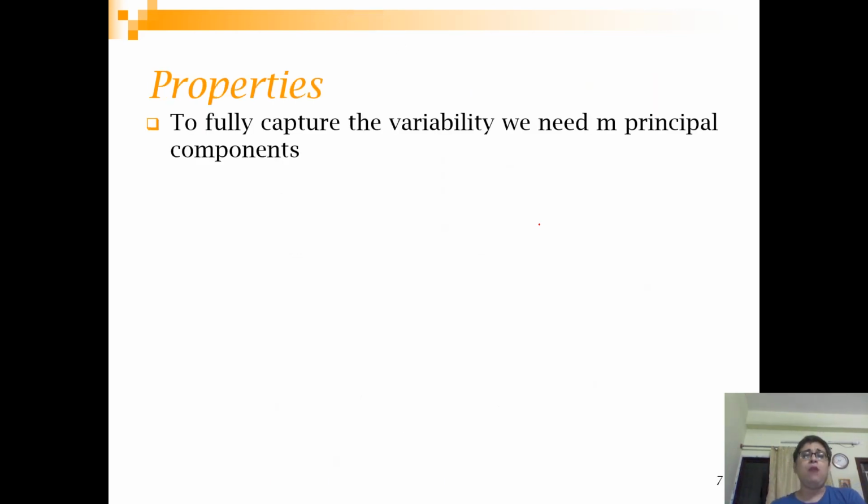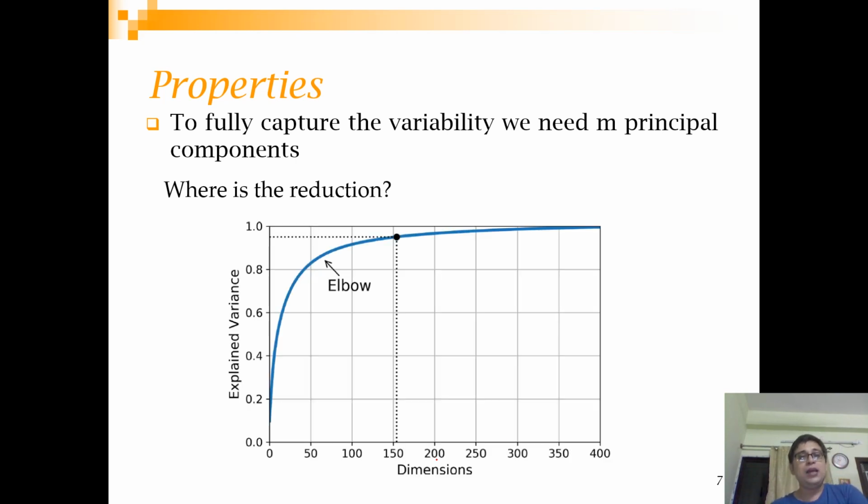All right. Now, to fully capture the variability, we actually need m principal components, right? If you remember, you have m features, and what we are saying now is that to completely capture the variability, we need m principal components. So one obvious question is, then where is the reduction? What we can do is draw a graph like this, where we find out the percentage variability explained by the first principal component, then the percentage variability explained by the second principal component, and add it up.